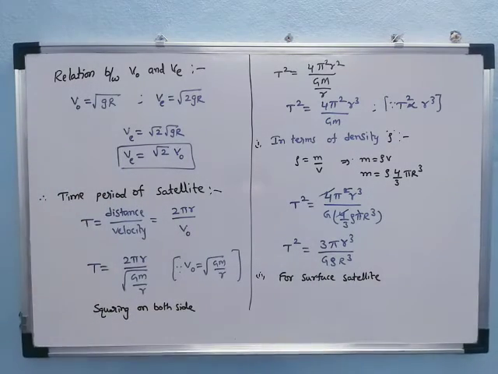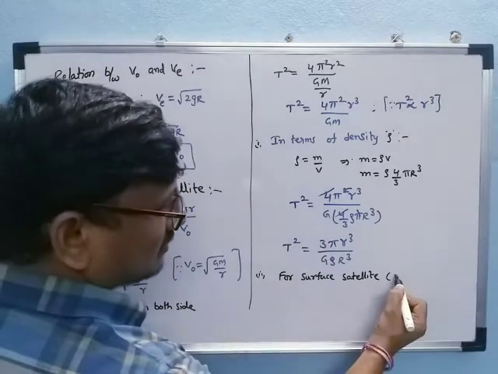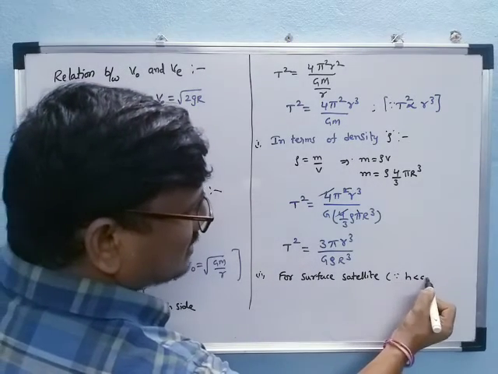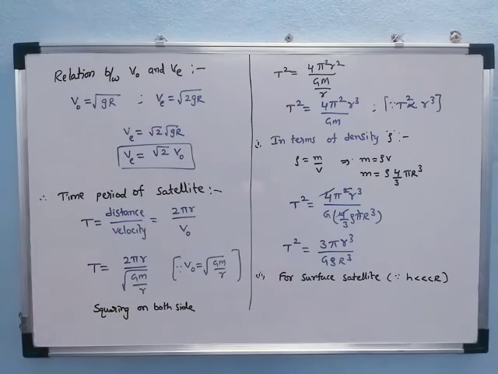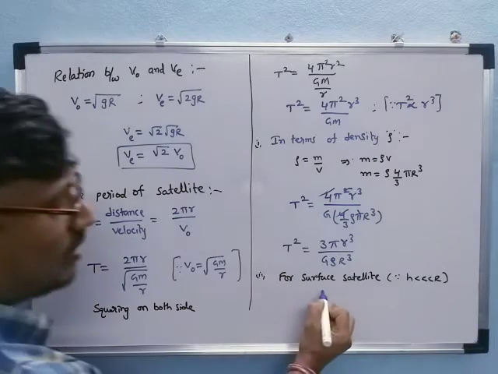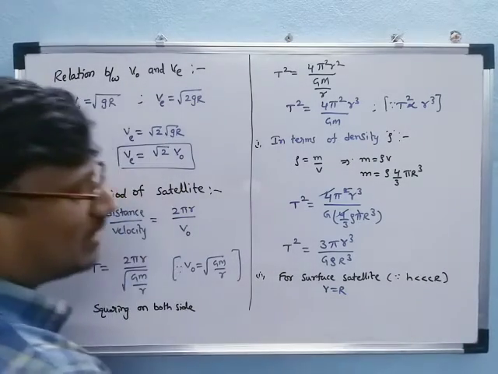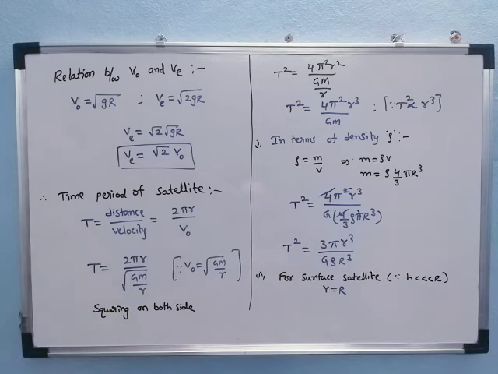So what is a surface satellite? For a surface satellite, h is much less than r, so the height can be neglected and only the radius remains. At that time we can write small r is equal to capital R.